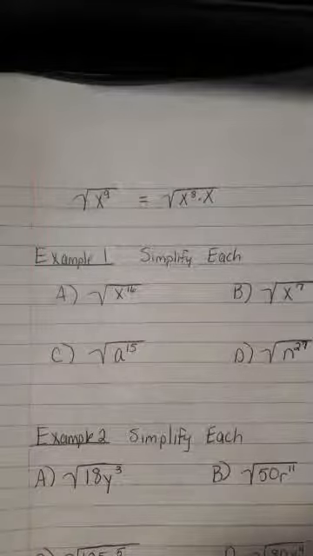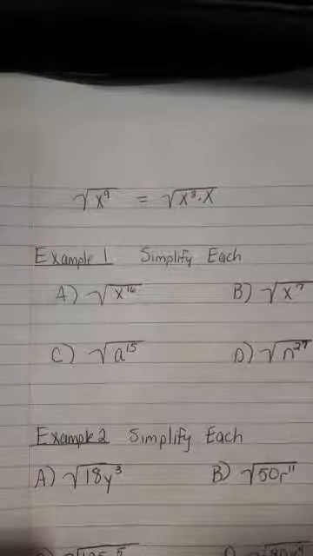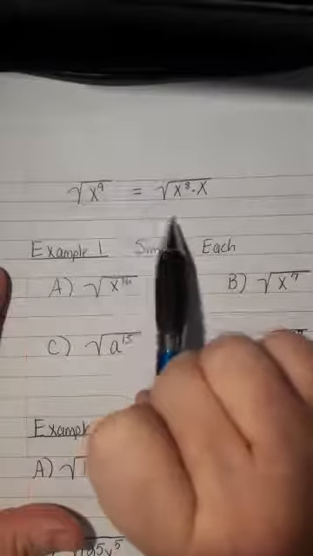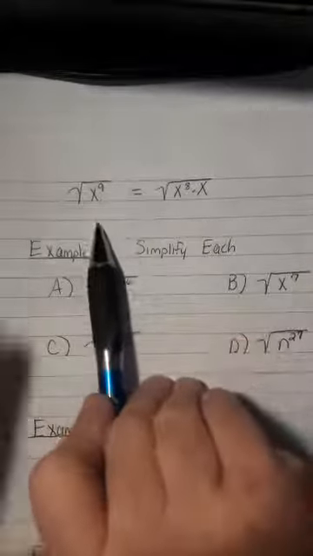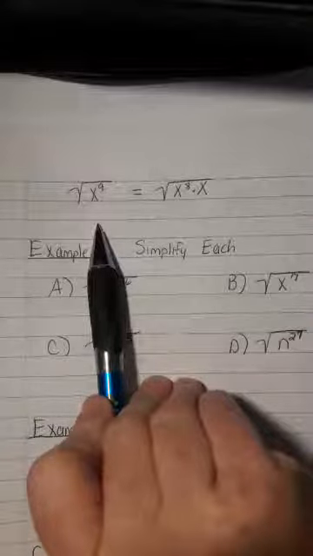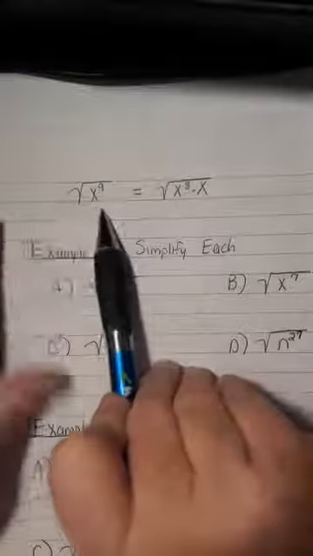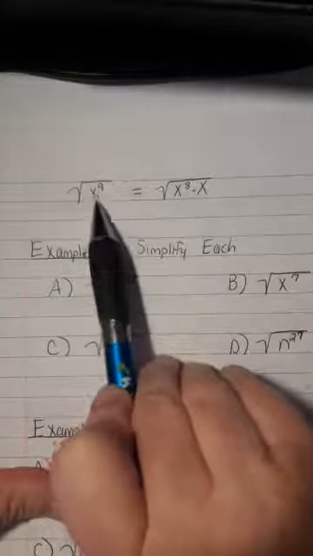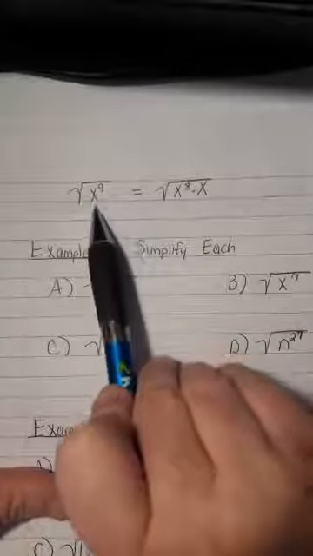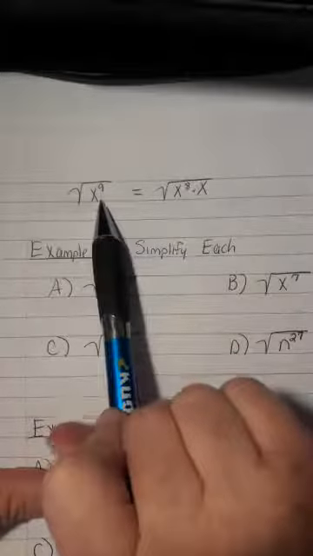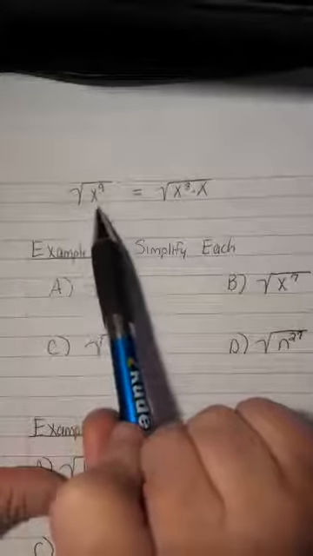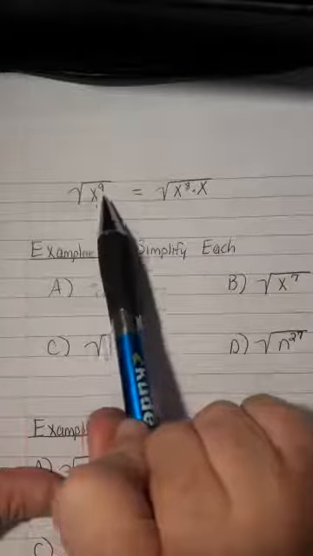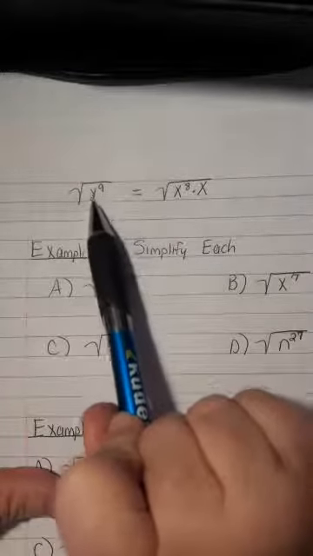Alright, so back to x to the 9th. I'm going to show you the process of what you have to do, and then I'll do all these examples. So just look up here at this one. If you have x to the 9th, it's the same process that we did with the regular numbers. You want to factor it. You want to factor x to the 9th into 2 factors, and you want one of those factors to be a perfect square, the largest perfect square that is in x to the 9th.